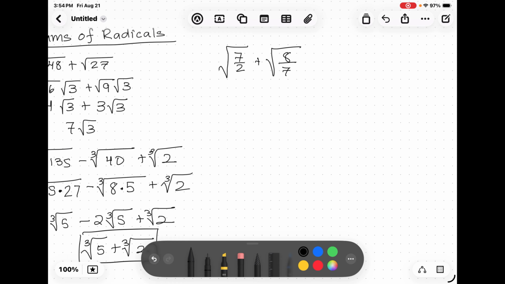So I've got the square root of 7 over the square root of 2, square root of 8 over the square root of 7. Rationalizing the denominator, I would multiply this by square root of 2 over square root of 2. And the second term, I would do rad 7s. Then I've got rad 14 over 2 plus 8 times 7 is going to be rad 56 over 7.